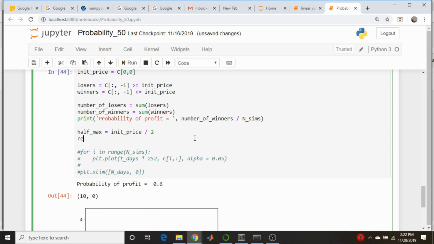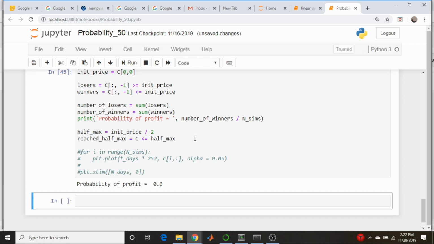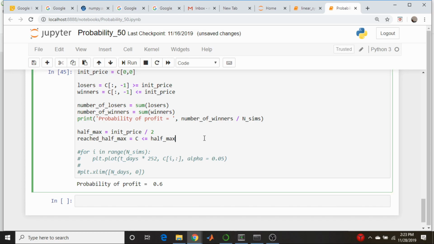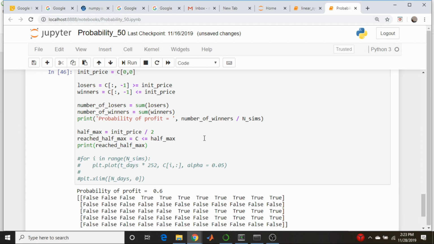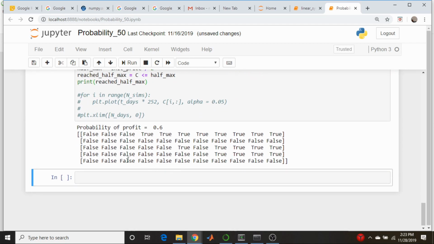So let's create another variable called reached half max, and that's going to be equal to half max is less than or equal to C, our matrix of call prices, is less than or equal to half max. So let's run that and make sure there are no typos. Okay, that looks good. So let's print out that matrix there. So here we go. We have a matrix of trues and falses that should be 10 columns by 5 rows.